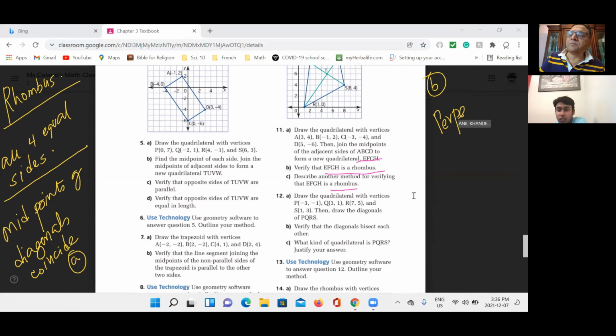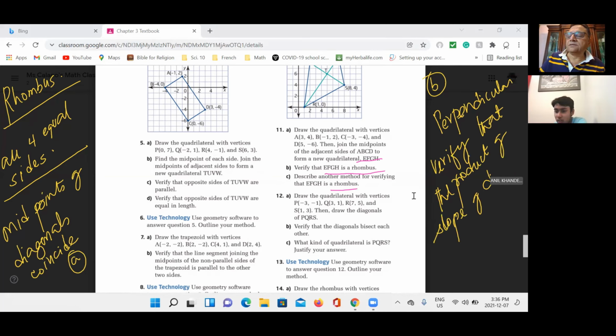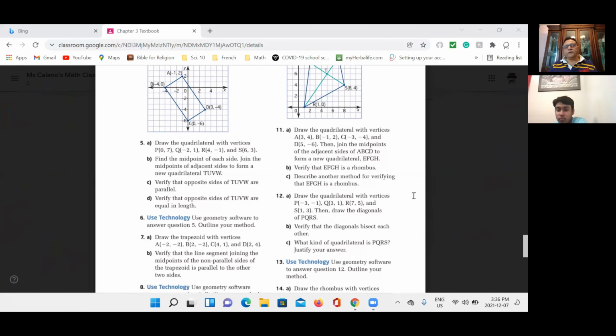For perpendicular, verify that the product of the slopes of the diagonals is how much? -1, correct? Yes, sir. So that is what you have to do in this particular question 11, which is actually similar to one of the examples which we did. Is it absolutely clear to you? Yes, sir. So that is what we have in verifying properties of quadrilaterals.